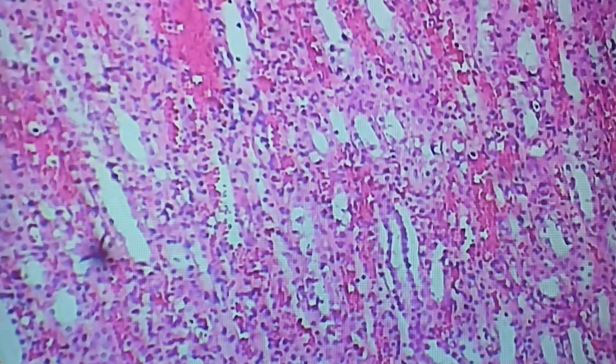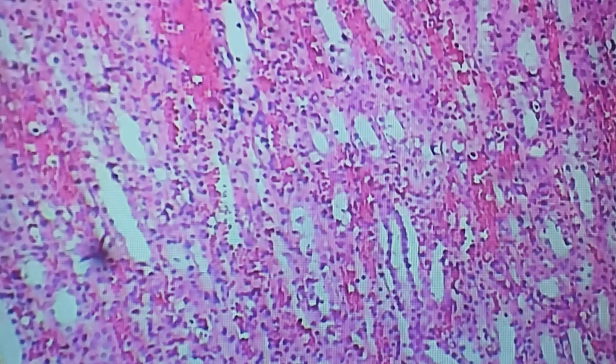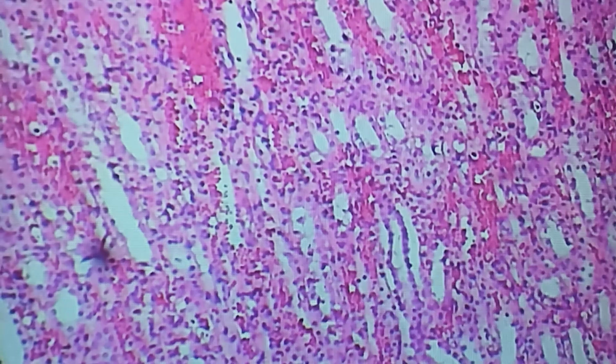So here you can see the cortical region and the medullary region. Thank you.